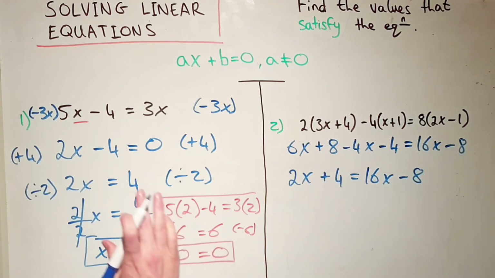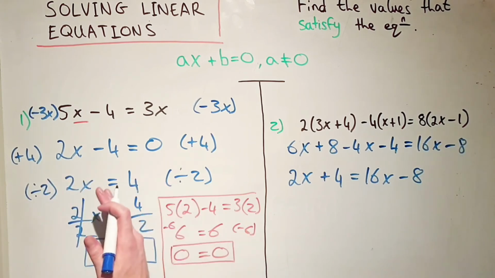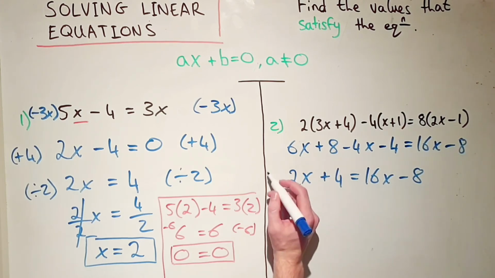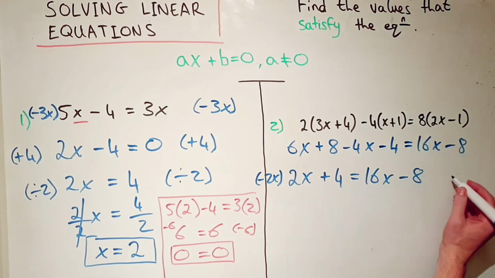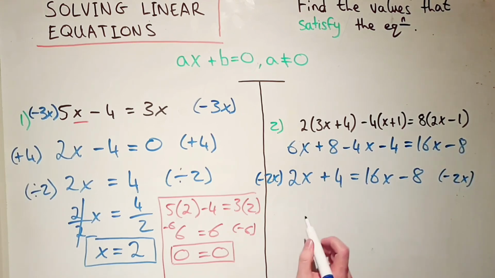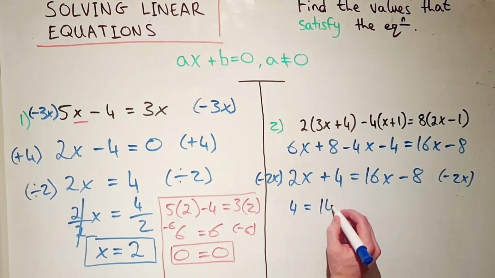Okay, so doing what we did over here, trying to get the expressions with the variables on one side and the constants on the other. So eradicating the 2x from this side, we would minus 2x. We do the same operation on the right hand side. So then we're left with 4 equals 16x minus 2x. It's going to be 14x minus 8.